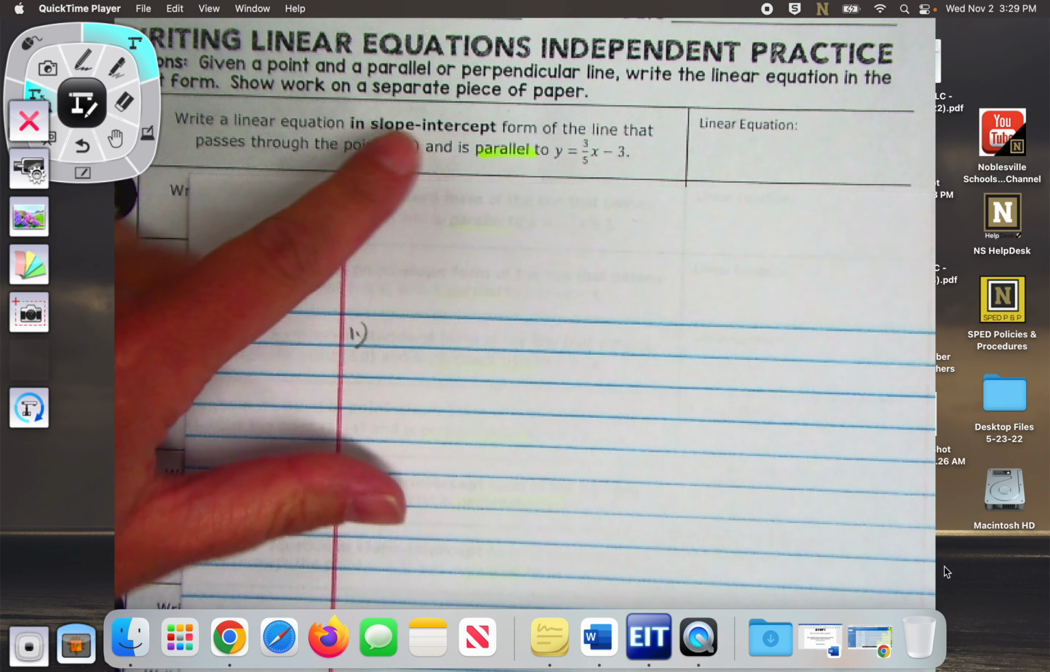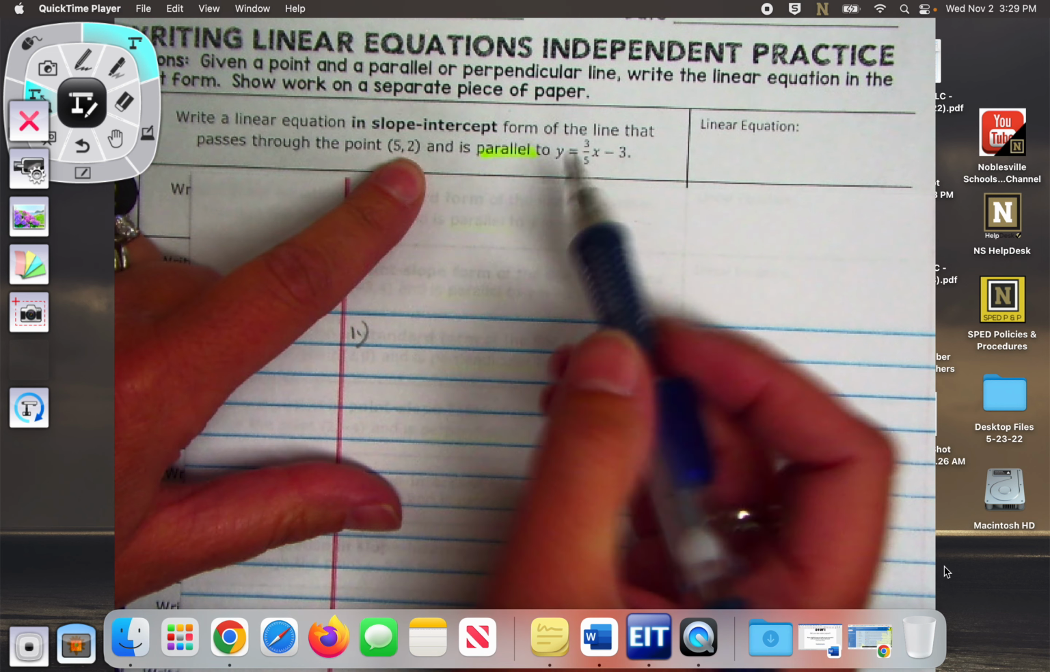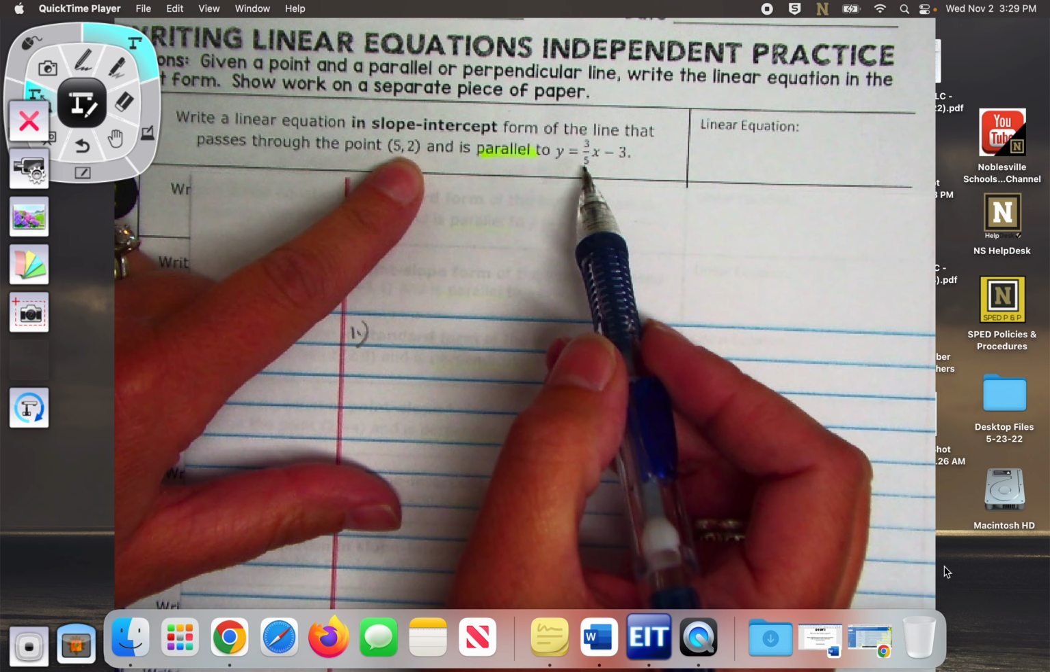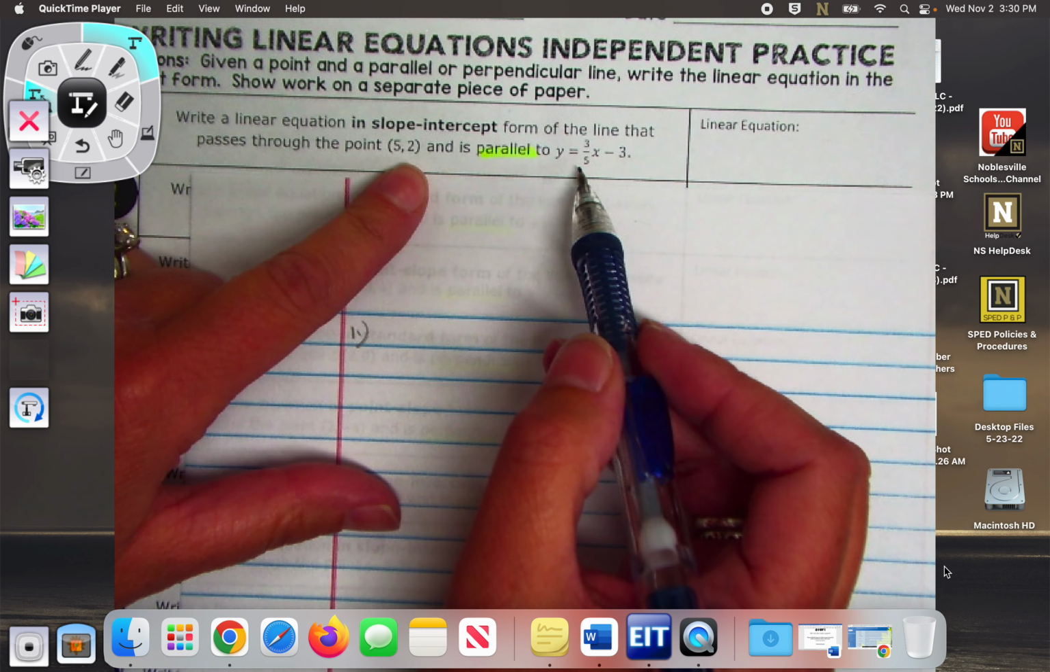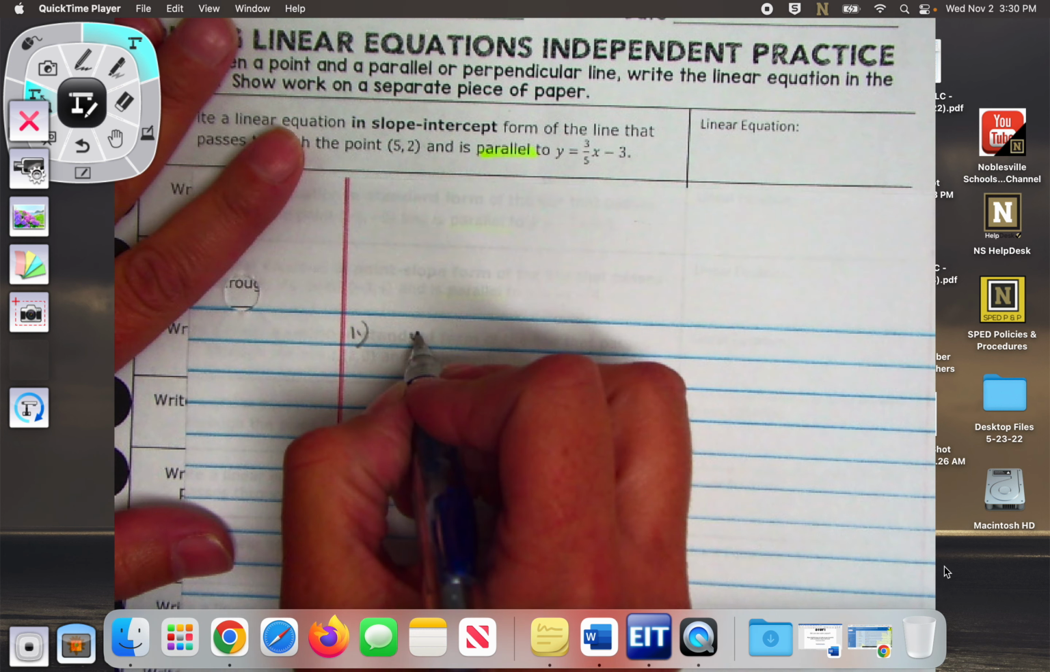Okay, so let's do question 1 together. Our answer is going to be in slope-intercept form, y equals mx plus b. We have a point and we have the slope. So what am I going to use to put it into slope-intercept form? Again, I have a point and I have the slope. What am I going to use? Point slope. So that is y minus y1 equals m times the quantity x minus x1.